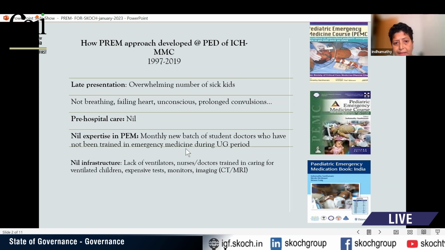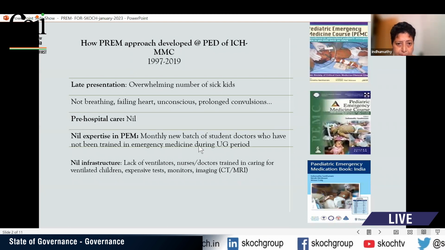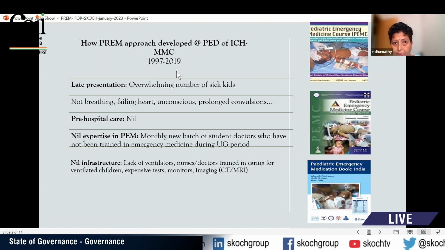And every month we were getting very junior basic doctors who had not received any training in emergency medicine in their undergraduate period. This is over a period of 2 decades, and this is what was happening. Every month we would get a new batch of students, and these students had to manage the most seriously ill children in the state.